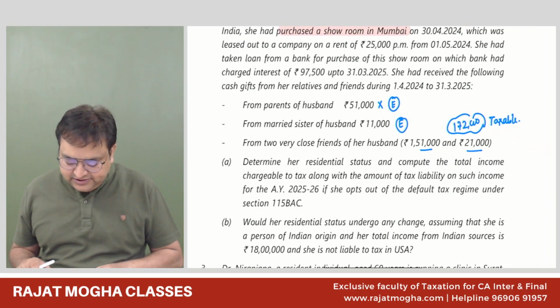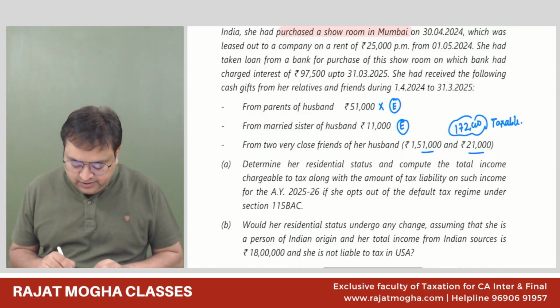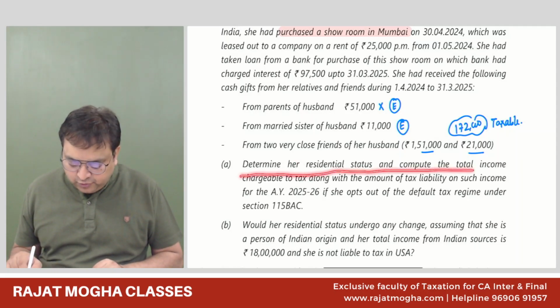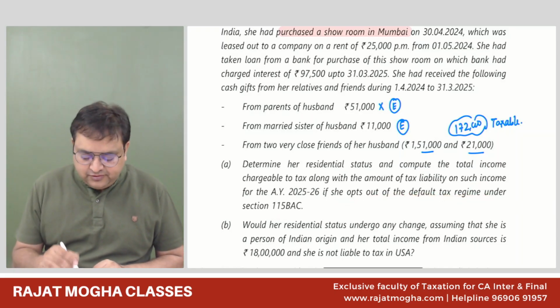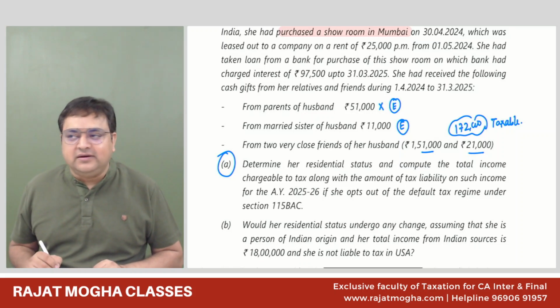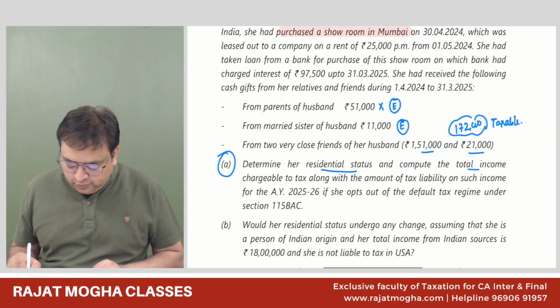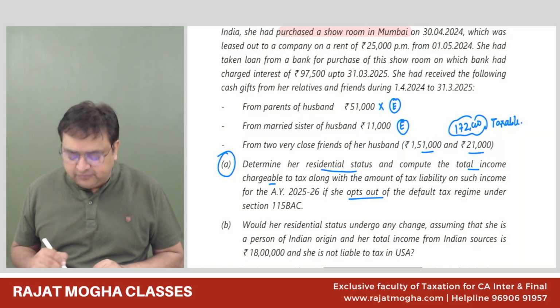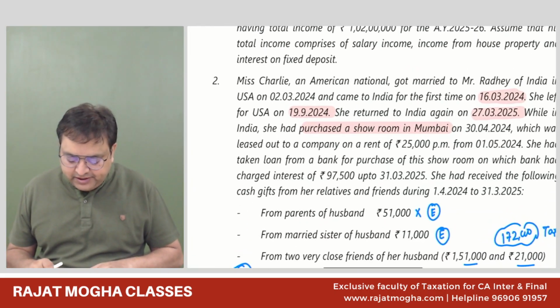Now let us see. And she received the following gifts during her stay in India. Now, determine her residential status and compute the total income chargeable to tax along with the amount of tax liability on such income if she opts out of the default tax regime under 115 BAC. So what is the first question they are asking? They are asking us to compute the residential status of the assessee, the total income of the assessee, and if they have opted out of the default tax regime, so the optional regime. So let us see how the residential status needs to be computed.